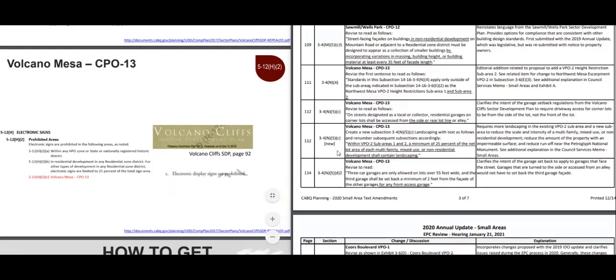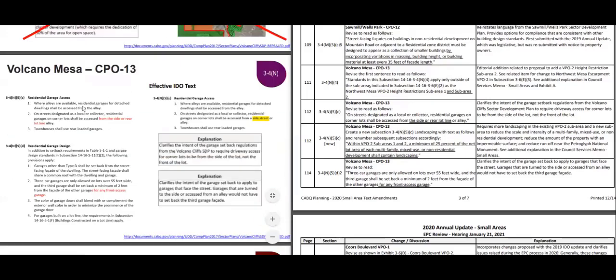Okay, so I am going to go back. There's this new one that's missed. It looks like it's in the same section, 3.4N5C, or perhaps it looks like it might be a new subsection that is added before the content about residential garage access.